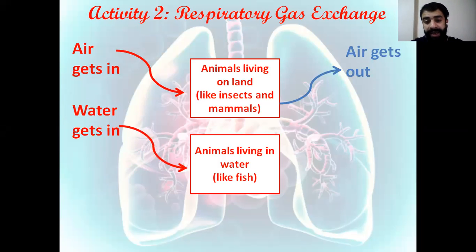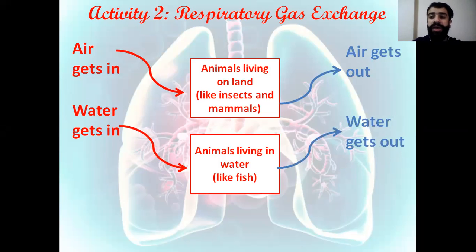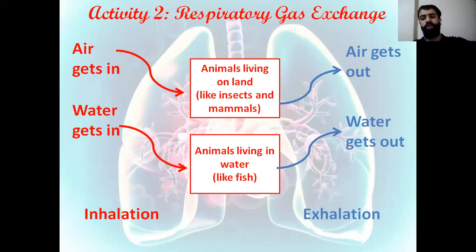In animals living in water like the fish and other marine animals, water gets in, it's rich in oxygen, and it goes out, it's poor in oxygen because the animals use the oxygen. Since humans, mammals, insects, or even fish, all of them use the oxygen. That's why in the graph, if you remember, the amount of oxygen decreases. Why? Because the plant was consuming the oxygen. So during inhalation, air or water gets in, and during exhalation, the air or water goes out.